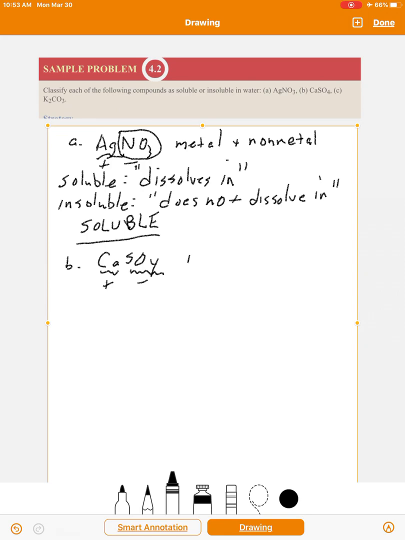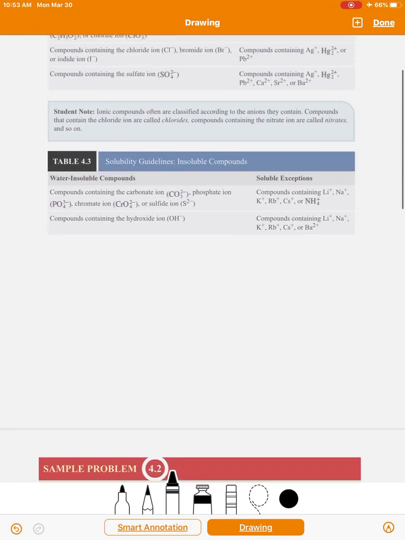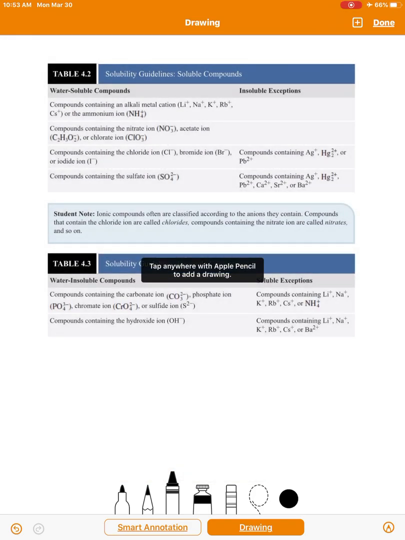Again, calcium is a metal. Sulfate's a non-metal. Right? Metal, non-metal, so this is an ionic compound. So we look for calcium and we look for sulfate. Let's go through the first list. Lithium, sodium, potassium, rubidium, cesium, ammonium. Nope. Nitrate, acetate, chlorate. Nope. Chloride, bromide, iodide. Nope. Silver, mercury, lead. Nope. Sulfate. Oh, here it is. Sulfate, SO4 2 minus.